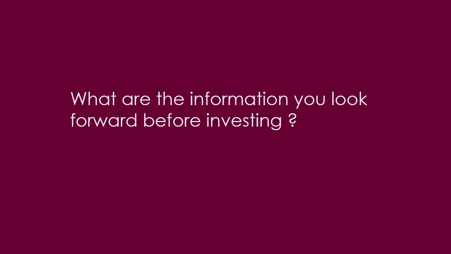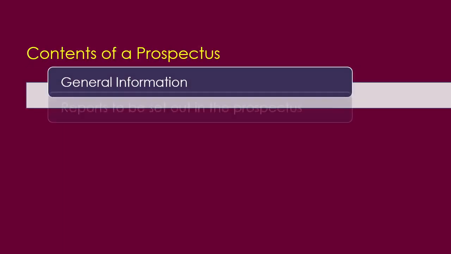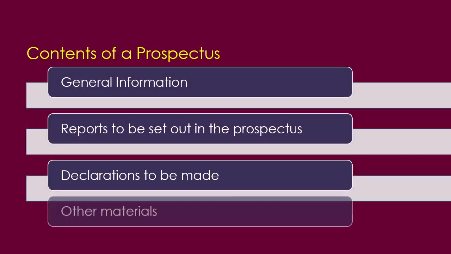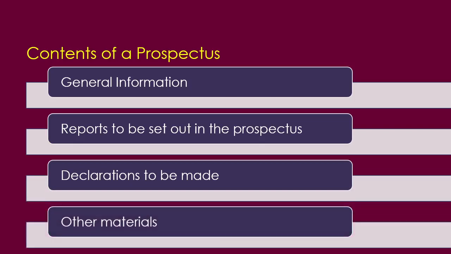So all those information should be provided by the prospectus. So let me see in detail the contents of the prospectus. These contents are divided into four major categories, under which we are going to learn the various contents of the prospectus. The first one, general information, reports to be set out in the prospectus, declarations to be made, and other materials. So let me start one by one.